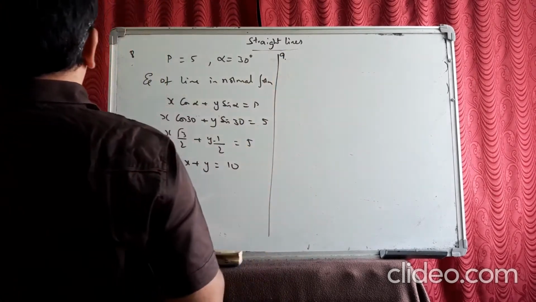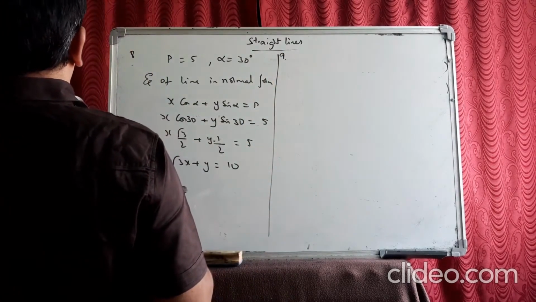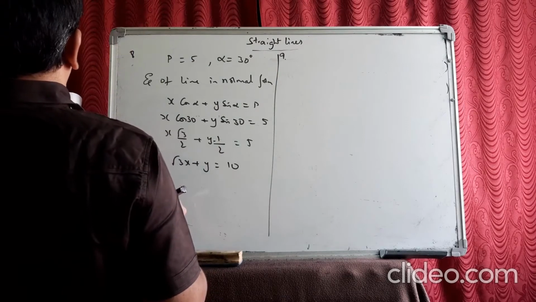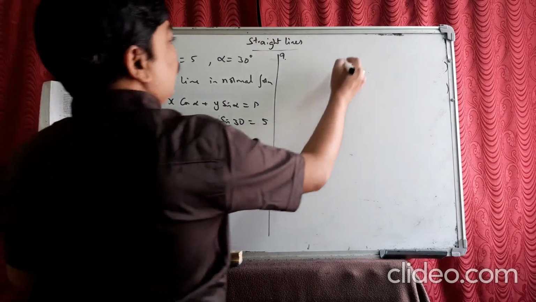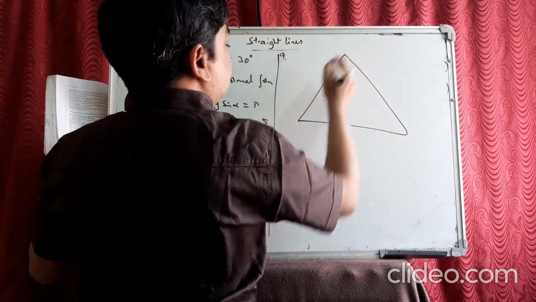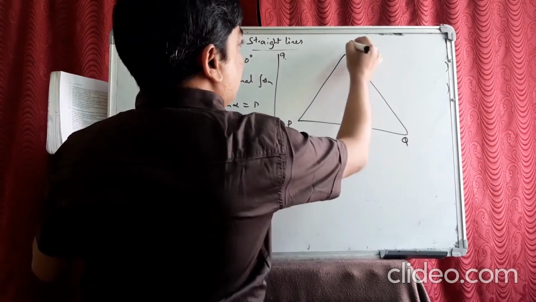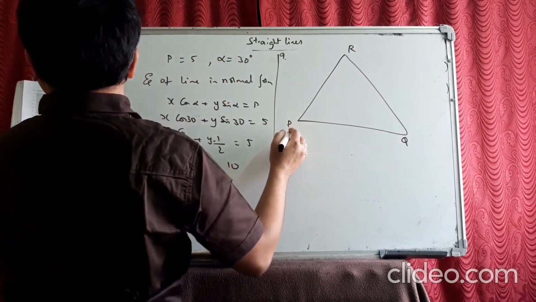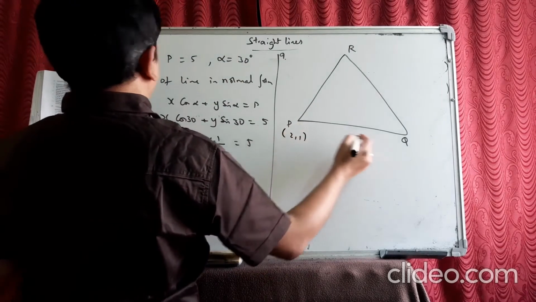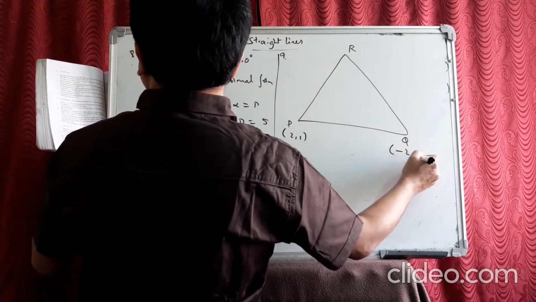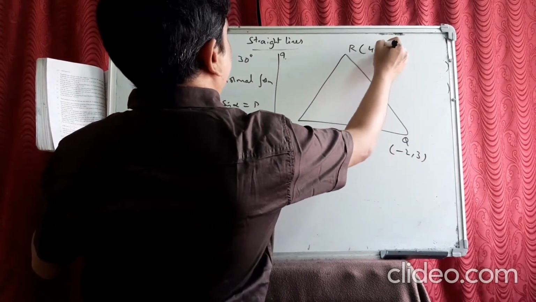The vertices of a triangle PQR are given. Find the equation of the median through the vertex R. So we need the median through vertex R. We take PQR like this. P is given as (2, 1), Q is (-2, 3), and R is (4, 5).